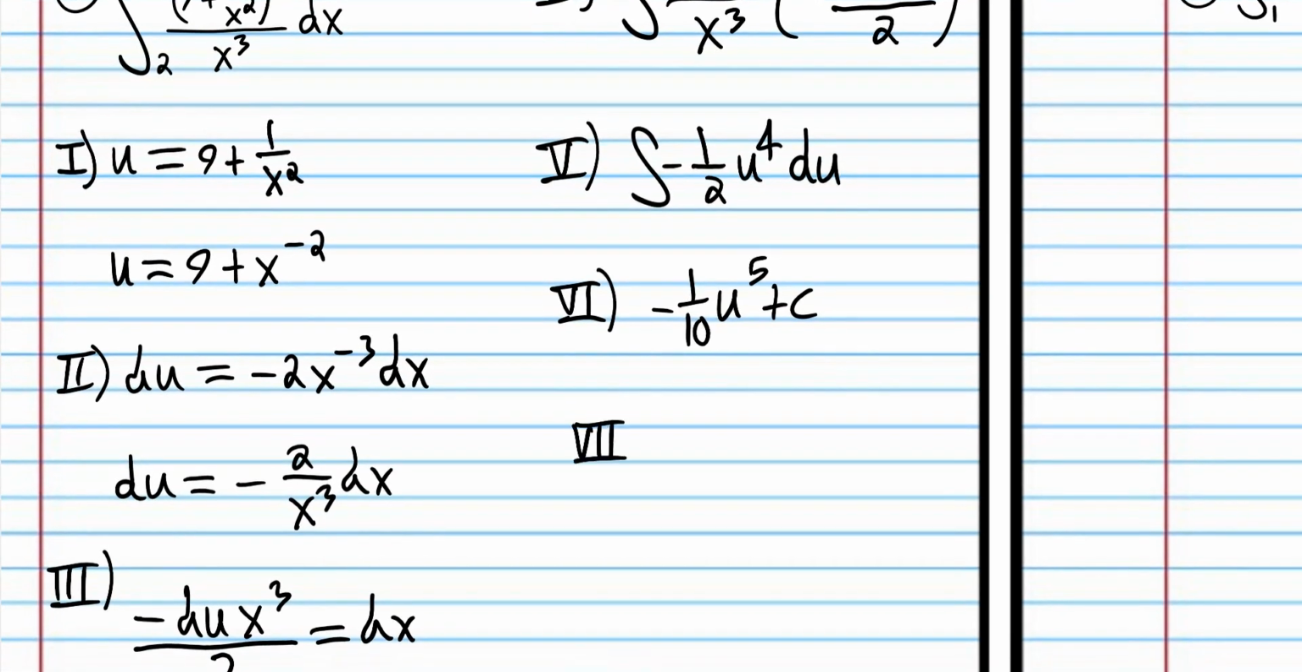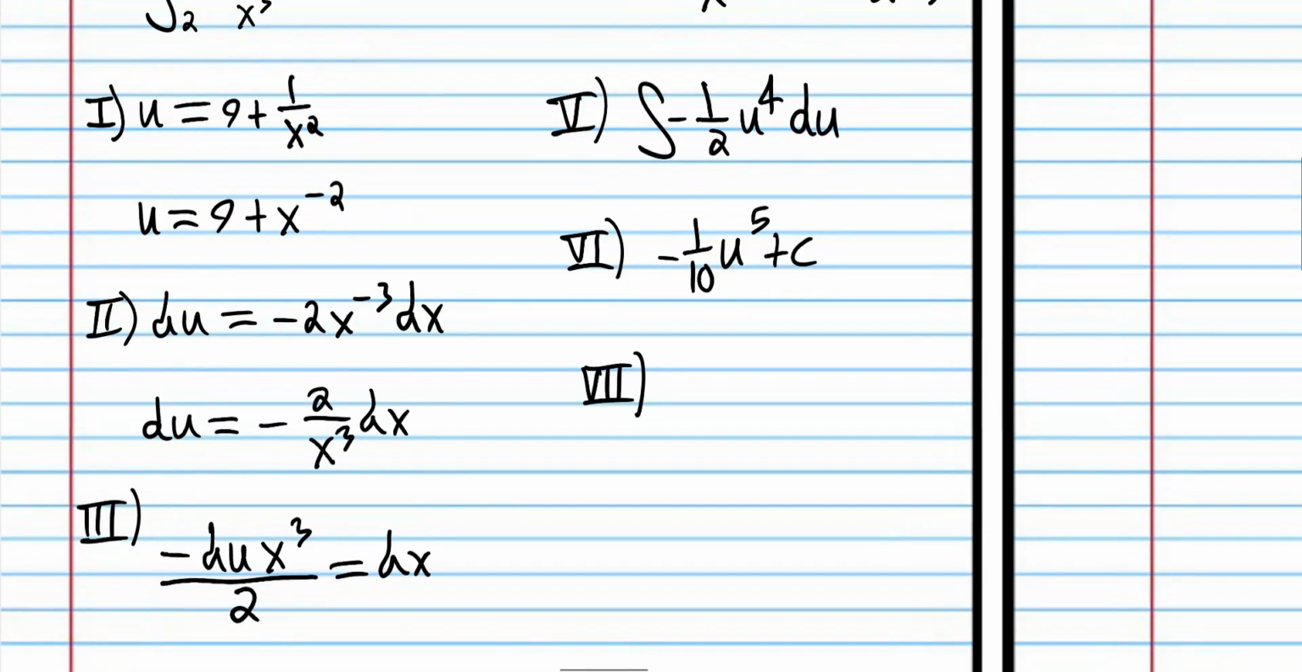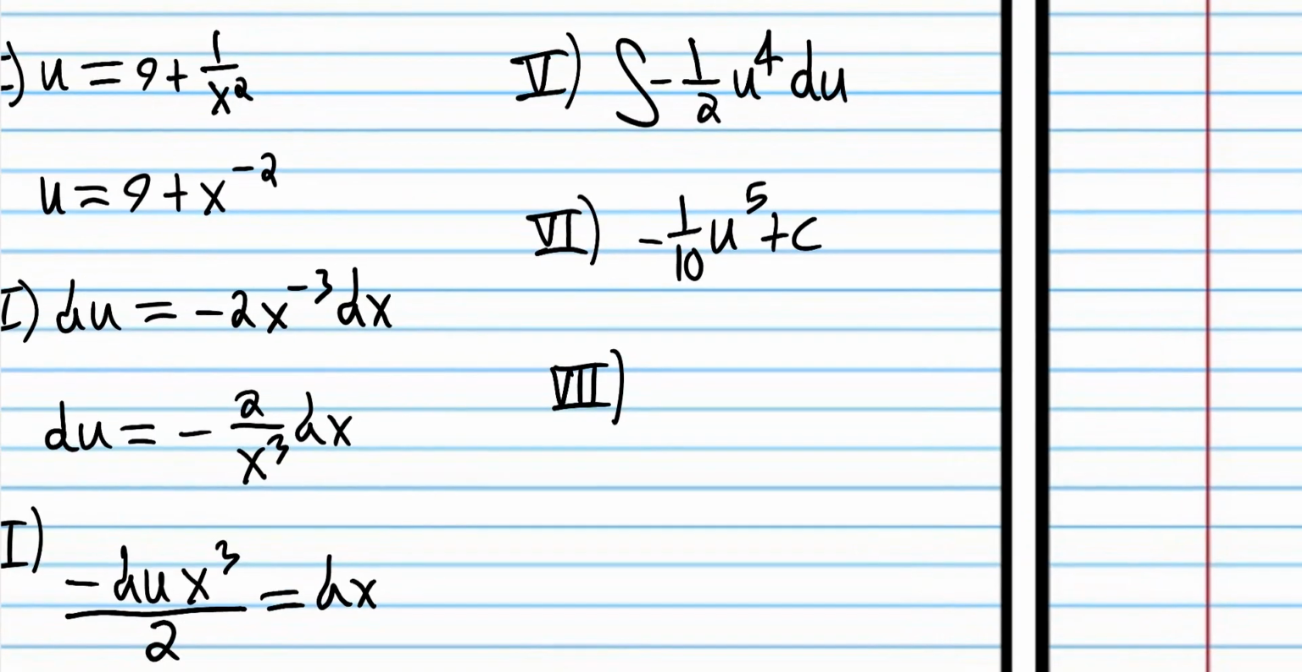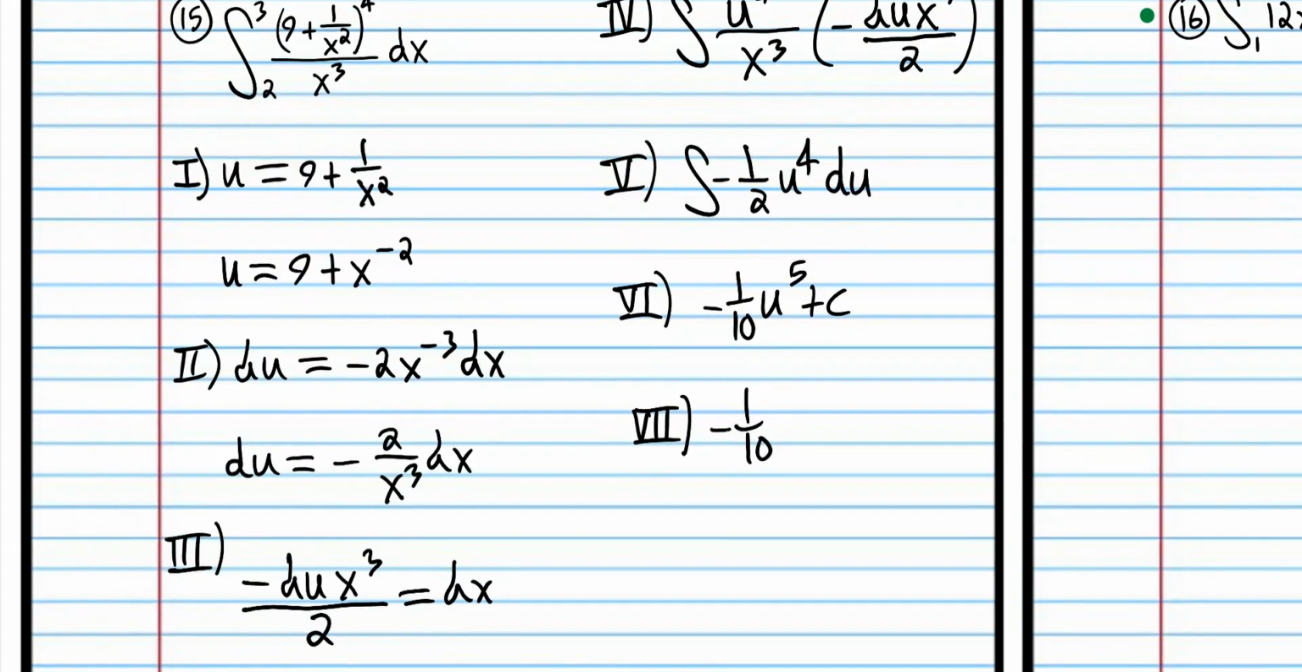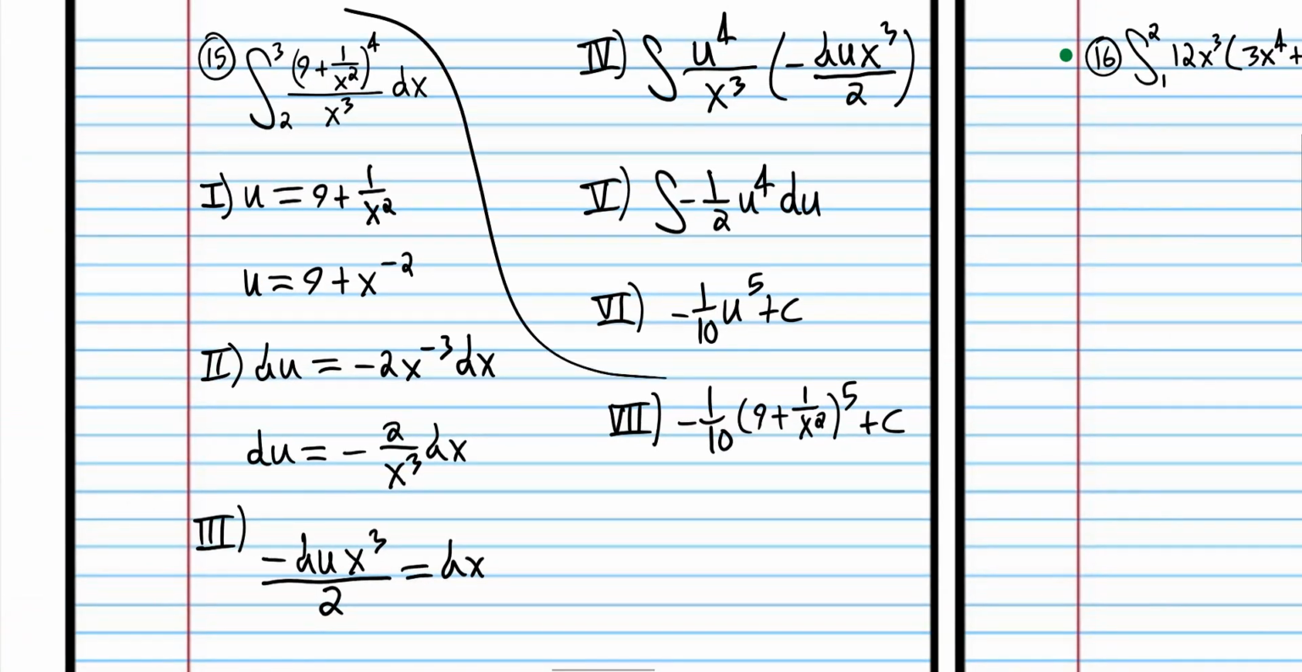Okay, and then step 7, we're going to go back to an expression with x's. We made u 9 plus 1 over x squared. So that is the antiderivative, or the family of antiderivative functions for this expression.